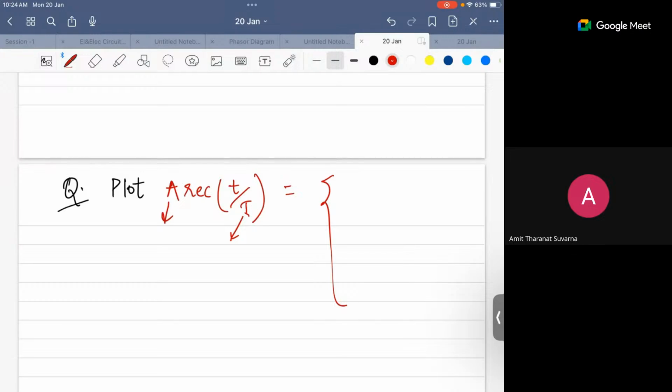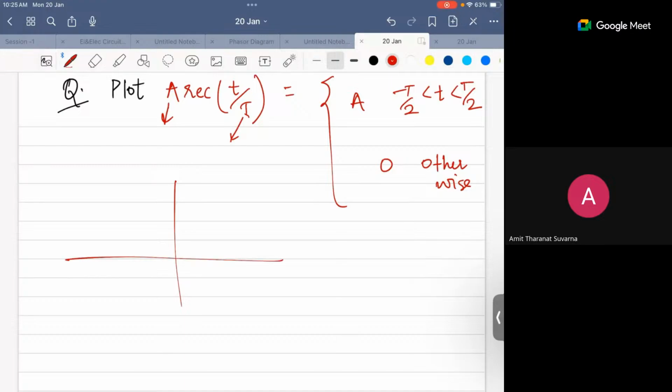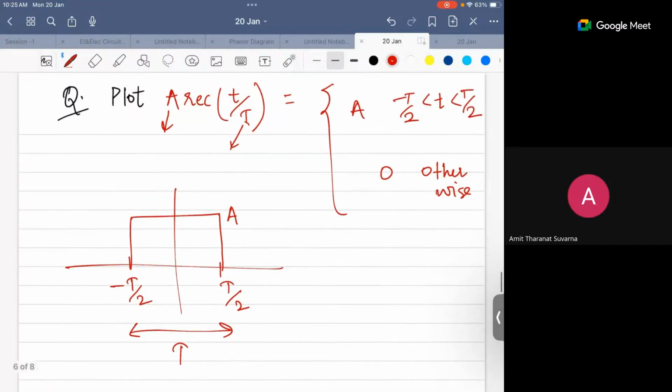And how do you define it? For t from minus tau by 2 to tau by 2, the value will be A, and otherwise it will be 0. So the value from minus tau by 2 to tau by 2 is A. The magnitude will be A. You can see that the width is tau, so that is what is represented here. The numerator is the independent variable, and A is the magnitude. Is it clear to everyone?